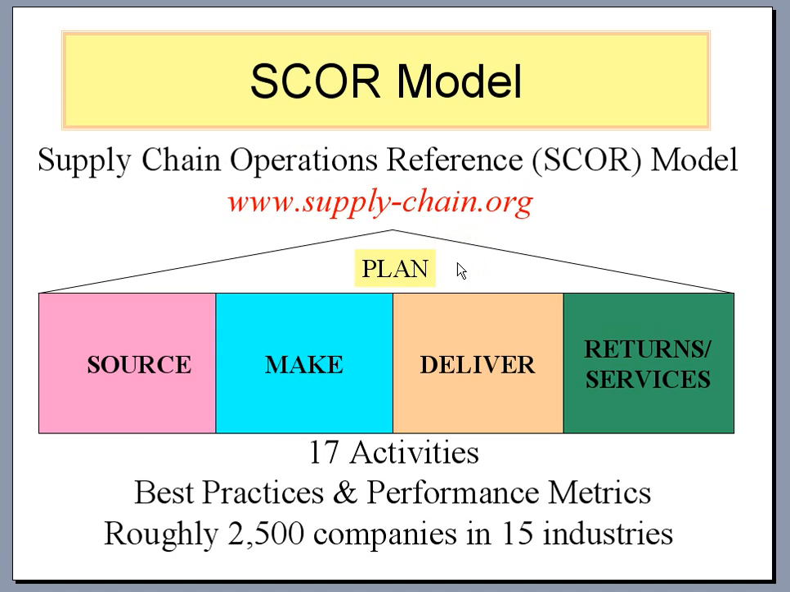One that the industry came up with, that was started by consultants in the 1980s and 90s, is the SCORE model, the Supply Chain Operations Reference model. And this was 5,000 companies that came together. Well, roughly 2,500 started. It's up to 5,000 now that have joined it to standardize what they include in the scope of their supply chain.